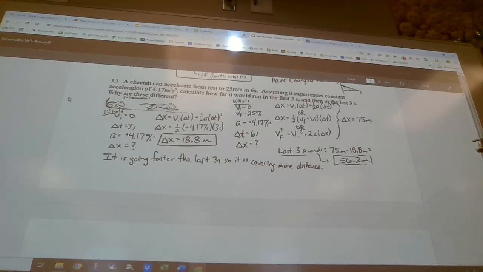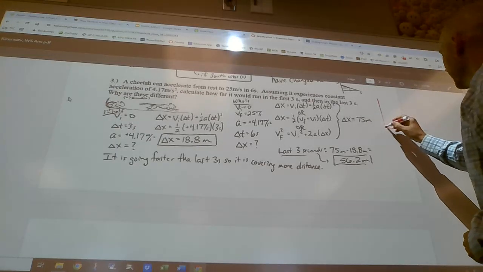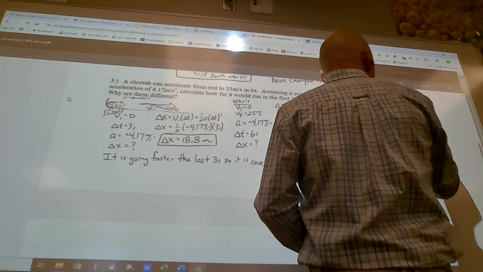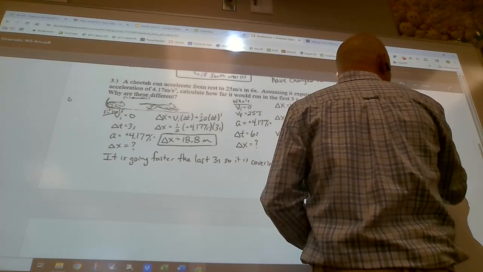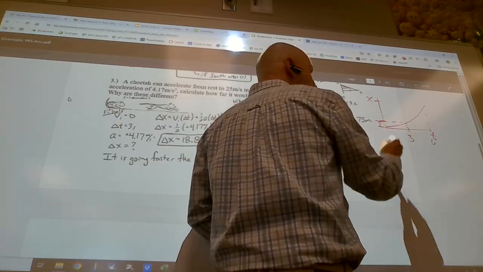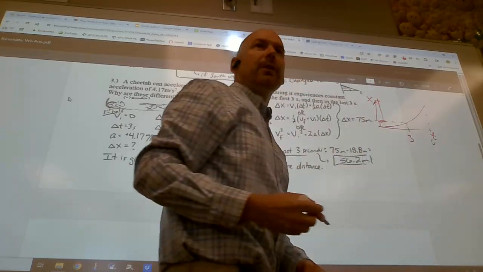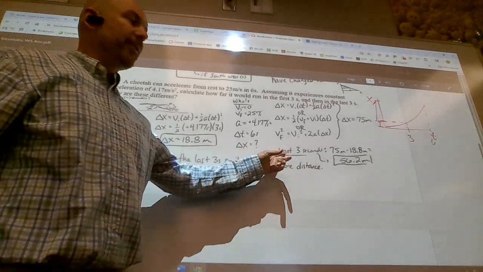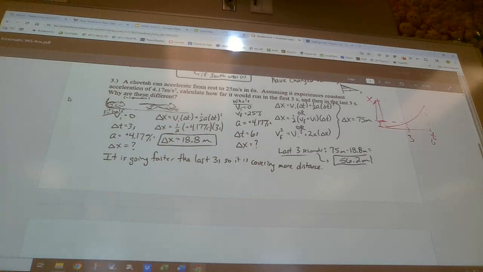So your position versus time graph would look something like this. And at half the time, let's say this is 6 seconds, so this is how far you ran. At half the time, 3 seconds, you've only run that far. The last 3 seconds, you're running that far. Get that? And you could do the math to verify that as well. Cool.